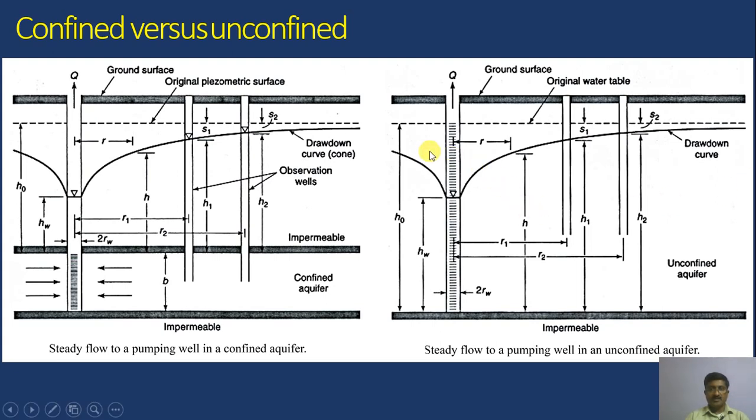I will repeat once again. H naught is the height of the original water table from the impermeable layer. The water table in the well is observed as HW. Then R1, R2 are the radial distances. S1, S2 are the drawdowns observed at the observation wells. H1 and H2 are the respective heads in observation wells number 1 and 2.